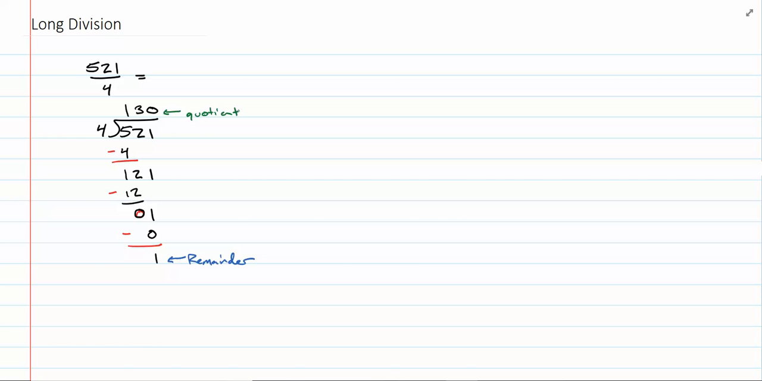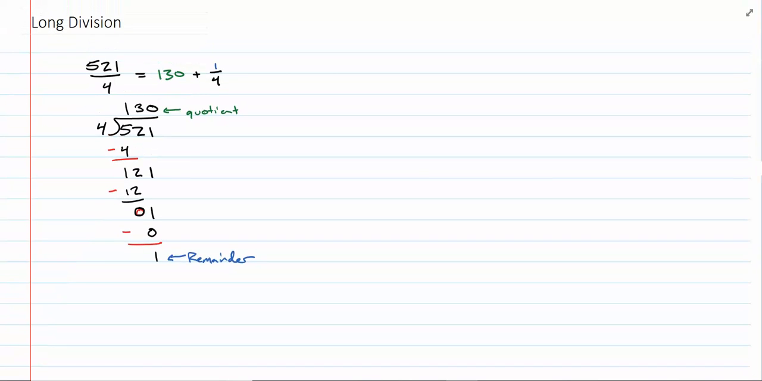And what this is telling me is that my original fraction up here, 521 over 4, is equal to the quotient 130 plus the remainder over 4. So in this case, 1 over 4. The remainder is always a fraction that goes over the original denominator. So 521 divided by 4 is 130 plus 1/4, or if you wanted to write it as a mixed number, this is a really convenient way to do it.